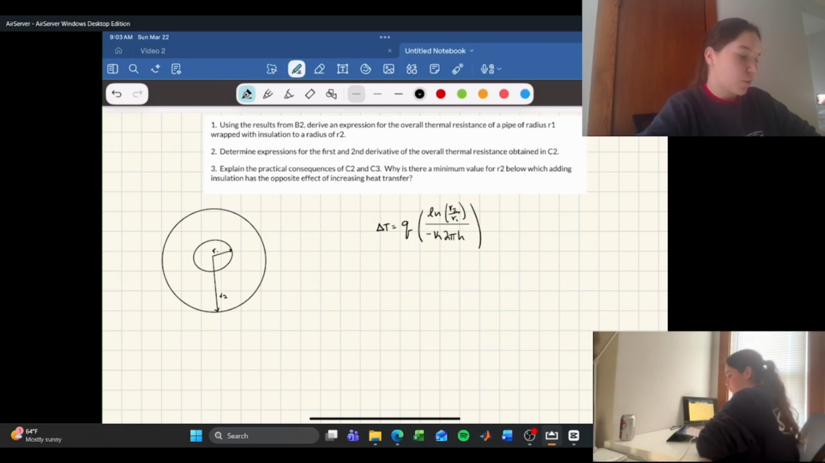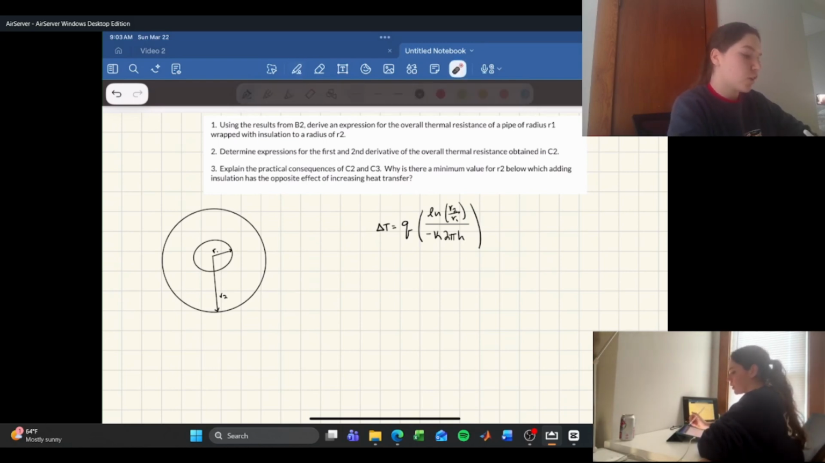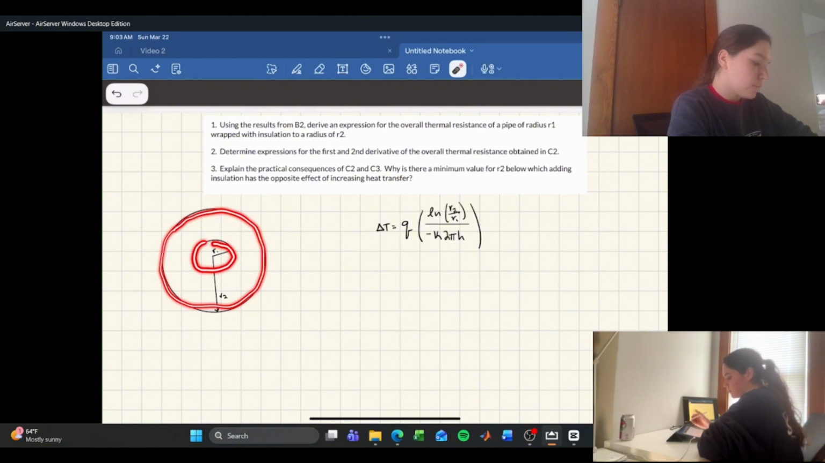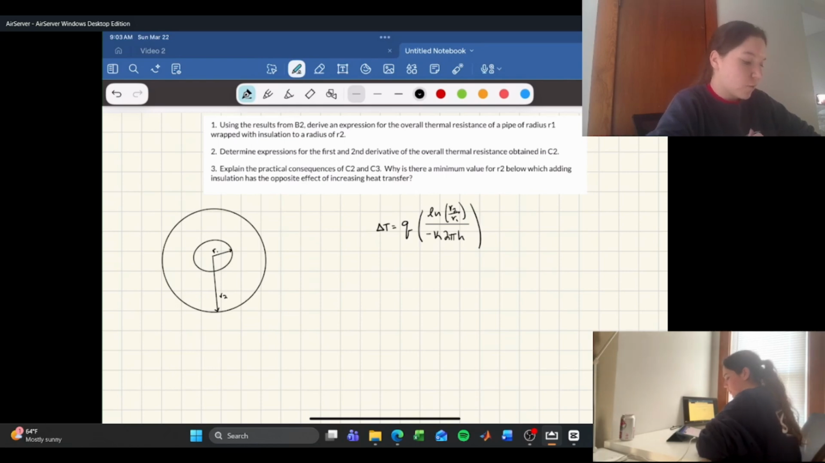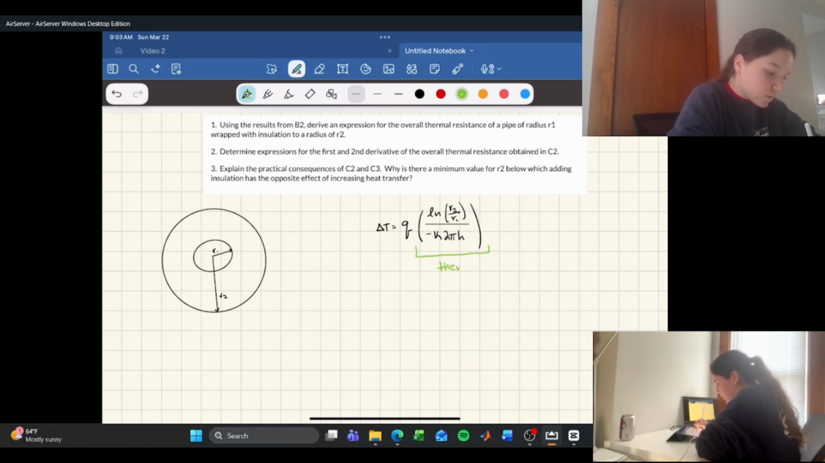So today I'm going to start by deriving an expression for the overall thermal resistance of a pipe wrapped in insulation. So that's what I have drawn here. This is going to be the pipe, and then it's wrapped in insulation. And I also have the equation that we derived in the last video when we were finding the thermal resistance. So I can label that here, that this section specifically is the thermal resistance, and this is specifically by conduction.